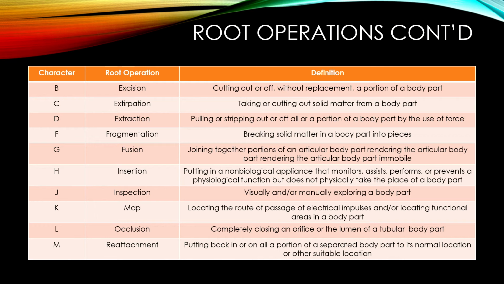J is inspection, which is visually and or manually exploring a body part. K is map, locating the route of passage of electrical impulses and or locating functional areas in a body part. L is occlusion, which is completely closing off an orifice or the lumen of a tubular body part. M stands for reattachment, which is putting back in or on all or a portion of a separated body part to its normal location or other suitable location.